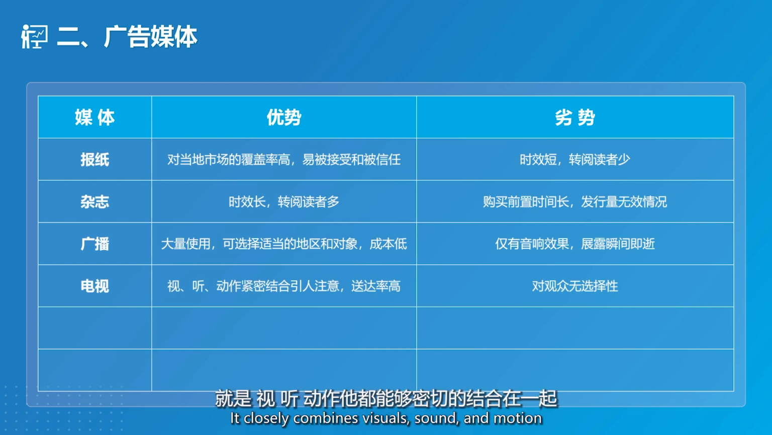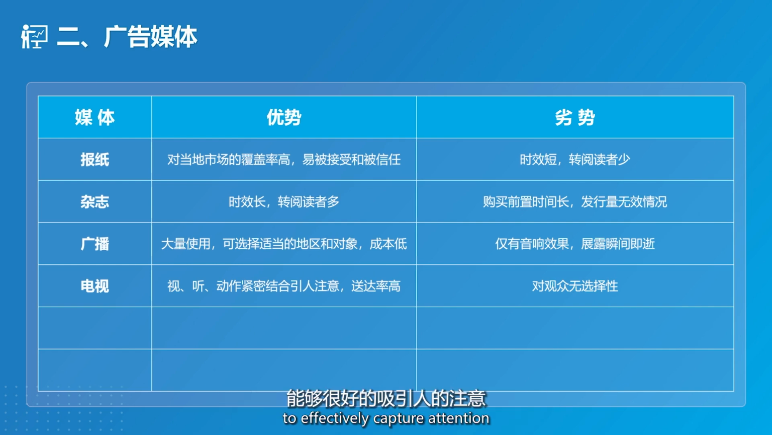Lastly, we have television, which has a very high penetration rate today. It closely combines visuals, sound, and motion to effectively capture attention, resulting in a high reach. However, when it comes to the audience, television is watched by the whole family together, without specific targeting. So, this is a disadvantage.